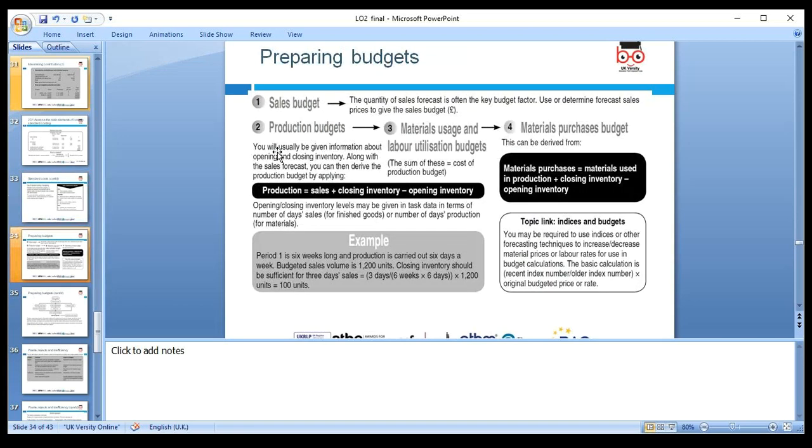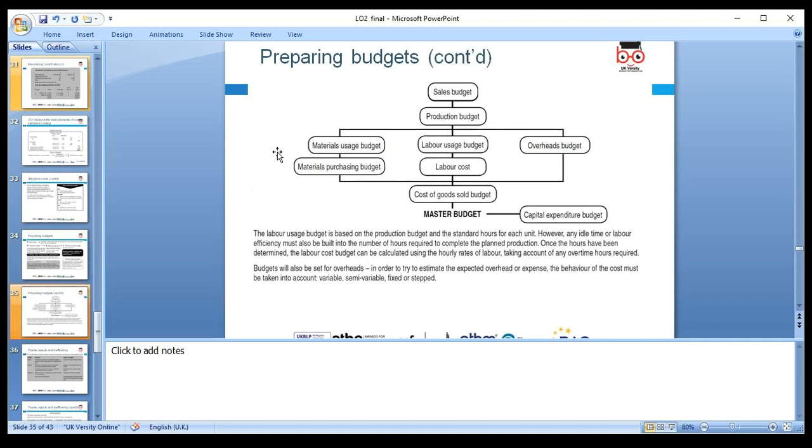Preparing budget: we can prepare the sales budget, we can prepare the production budget, we can make the material usage budget. Always sales come first. If the sales go up, your budget will go up. So always we look at the sales budget, then you make the production budget, the material usage budget, material and labor usage, overhead, then you can make the capital expenditure budget, which means the master budget.